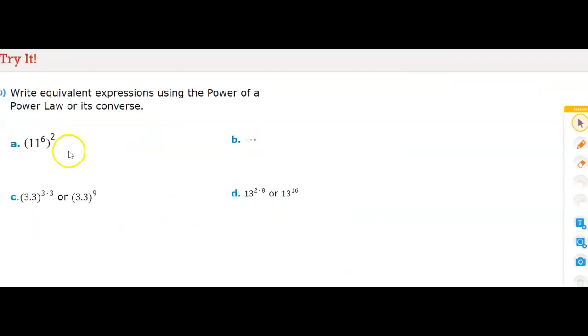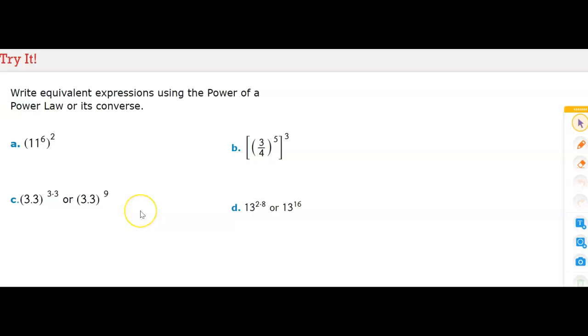Let's look at our try it. Write equivalent expressions using the power of a power law or its converse. All right. So we have the quantity of 11 to the power of 6, to the power of 2. So we would just multiply that, and then that would give us 11 to the 12th power.